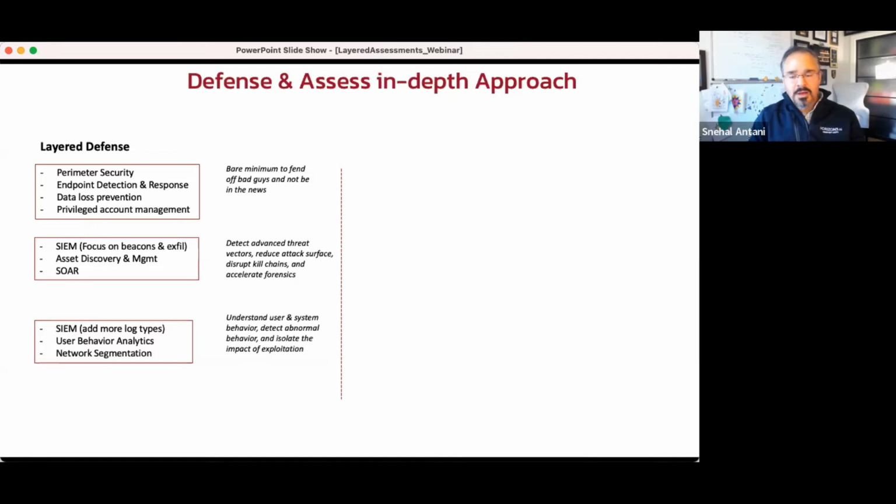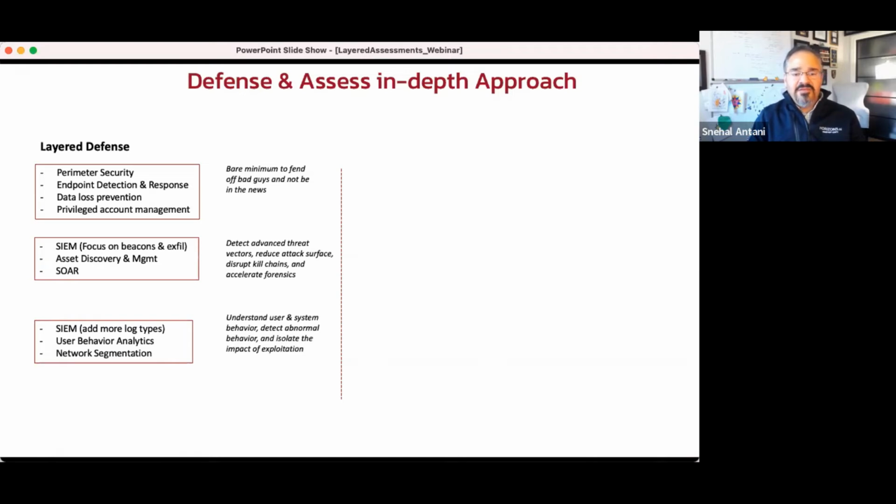When you look at mid-market companies, companies with 500 to 5,000 employees, oftentimes they're at that bare minimum capability. Most small and medium-sized businesses aren't even at that bare minimum. The next set of security features that people start to adopt as they improve their maturity is to detect advanced threat vectors, reduce the attack surface, proactively disrupt kill chains, and accelerate forensics. This is where companies start to embrace and adopt SIEM technologies, and they start to log data that focuses on catching beacons and stopping data exfiltration. They start to become better at asset discovery and understanding everything that's in their environment, that's on their network, and who's accessing what. And then they start to apply orchestration and automated response frameworks in order to proactively stifle potential attacks coming in. So if somebody accidentally plugged in a thumb drive, a SOAR script will detect that and automatically remove that machine from the network.